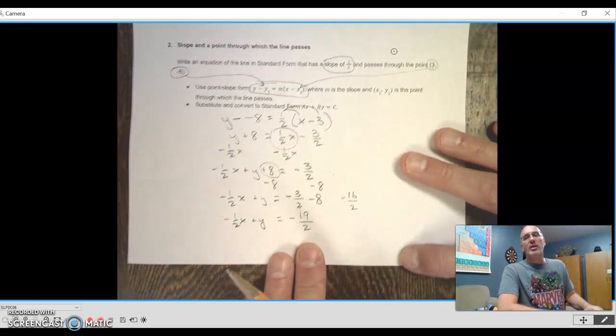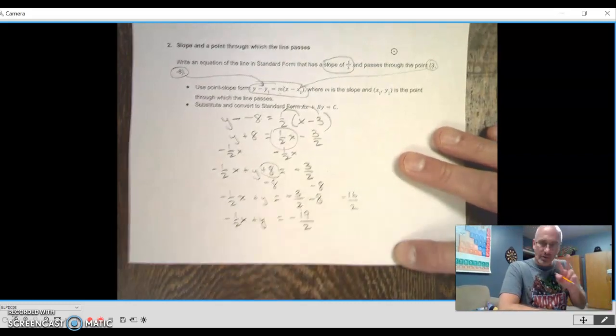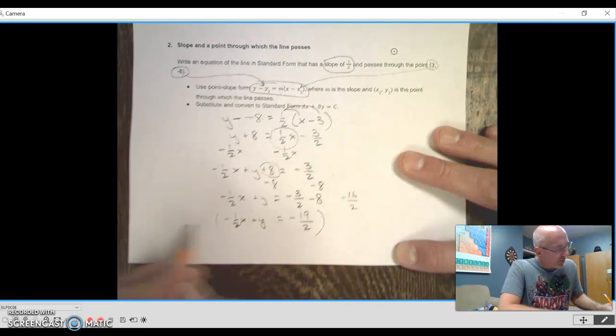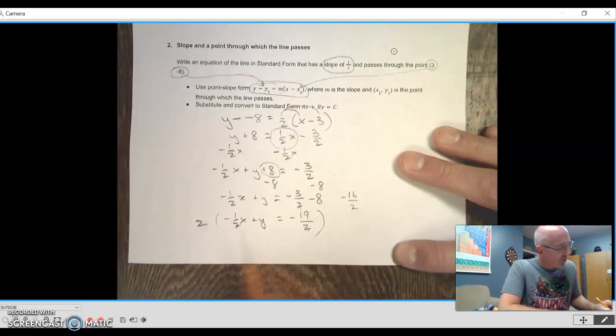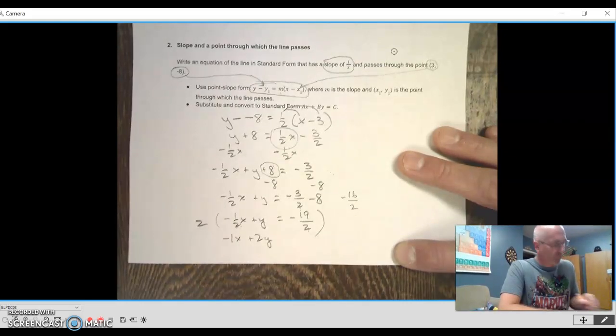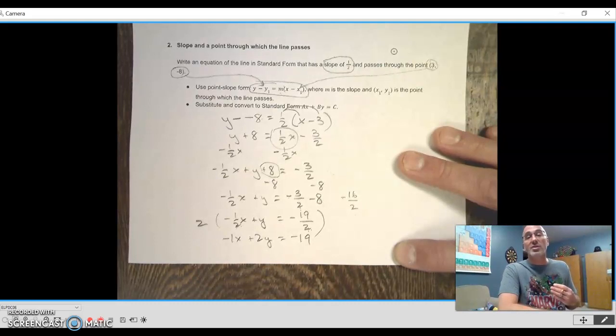Now, the last thing we are going to do is, well, two things we have to do. We have to make sure there are no fractions in our equation. That's one thing we have to do. So in this case, 2 is on our denominator, so we can multiply the whole thing times 2. So 2 times negative 1/2 x is just negative 1x. 2 times y is 2y. And then 2 times negative 19/2 is just negative 19. So we just cleared all of our fractions.